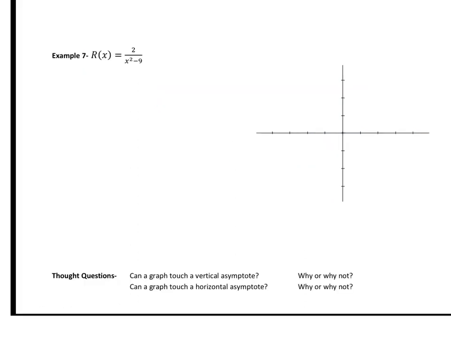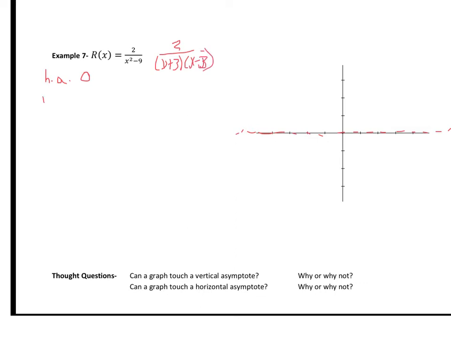We'll handle them all. Okay, so example 7 here. First step, horizontal asymptote. Is this proper or improper? This is proper. So where's my horizontal asymptote? It's 0. Good. This one we'll kind of go as we find them. Next step, we got to factor the denominator. So what does x squared minus 9 factor into? Yeah, x plus and minus 3. Good.